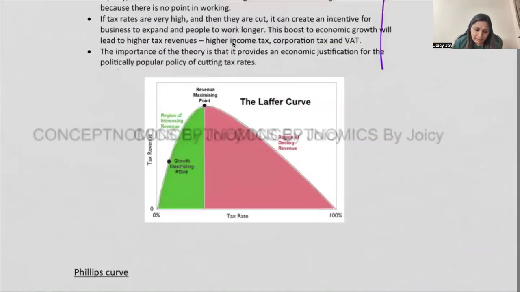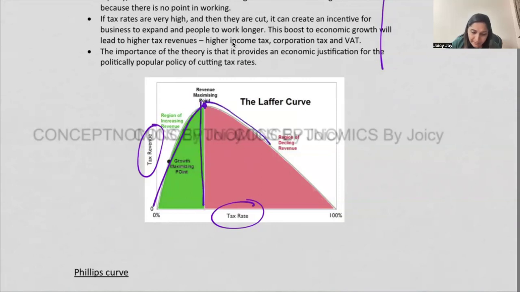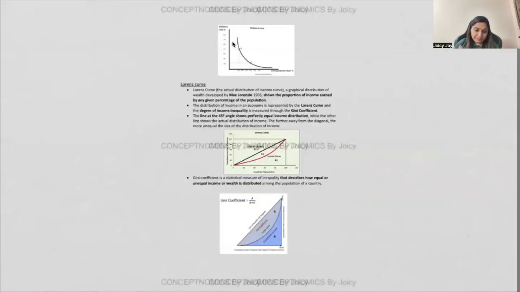Now, this is the Laffer curve. This is how it looks. On the y-axis, we have tax revenue, and on the x-axis, we have tax rate. See, the region of increasing revenue and the revenue maximizing point. And after this, when the tax rate increases, there will be a decline in the tax revenue. This is largely due to tax evasion. All right, so this is the Laffer curve.